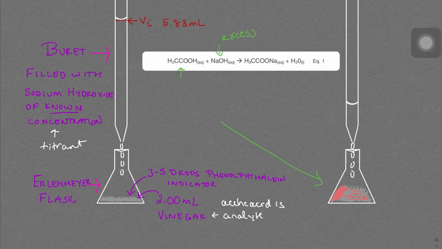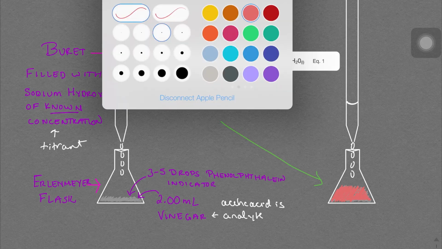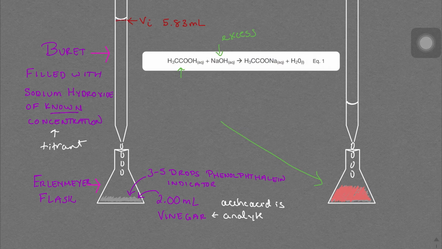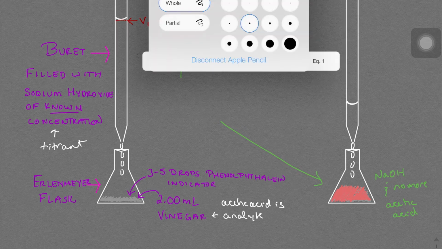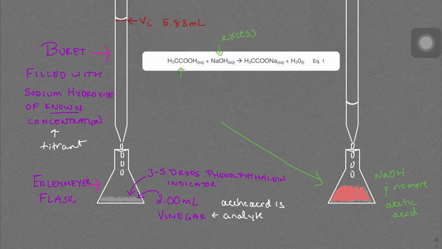This entire solution will turn a very pale pink, and it's going to be paler than what I'm showing. This is kind of a salmon color. But our whole solution turns a very pale pink, and what that means is we have NaOH in here and no more acetic acid. And so as soon as we see that solution turn this very pale pink color, we stop adding any more drops of our titrant, and we'll read the volume again.